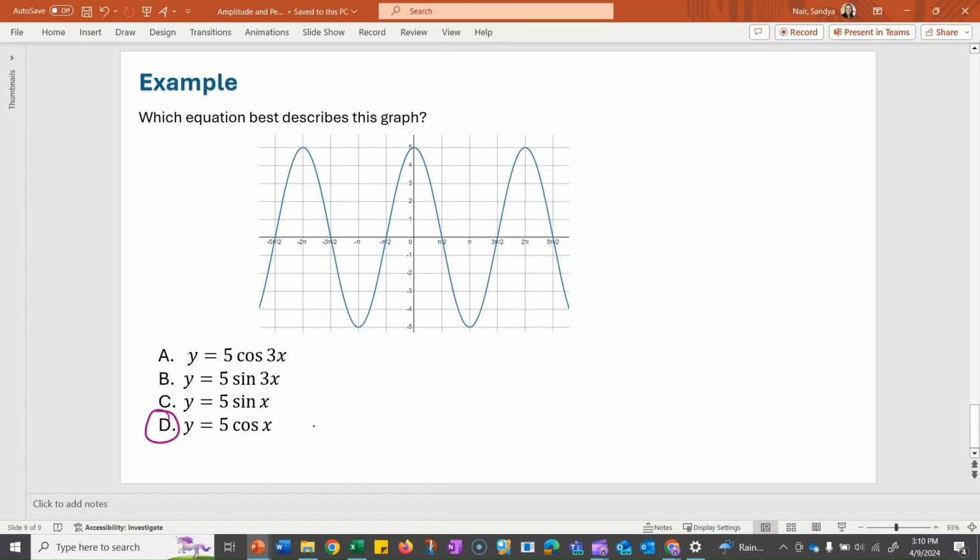So any graph that's like that, where you have to match a graph with an equation, I would honestly suggest using Desmos.